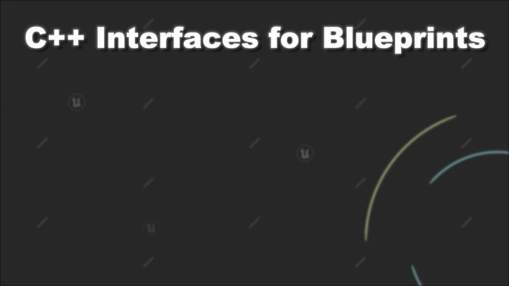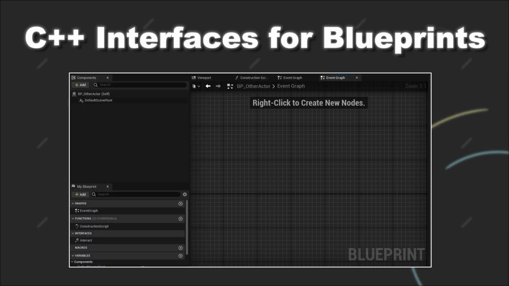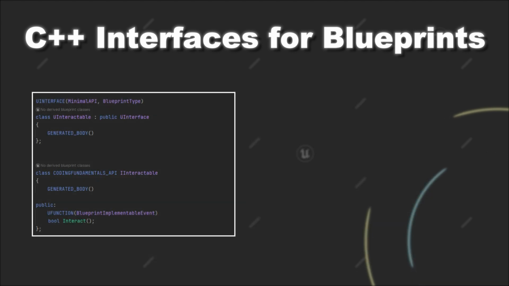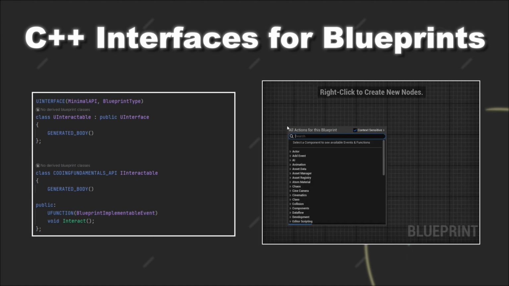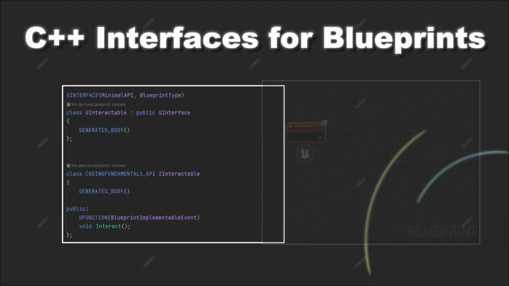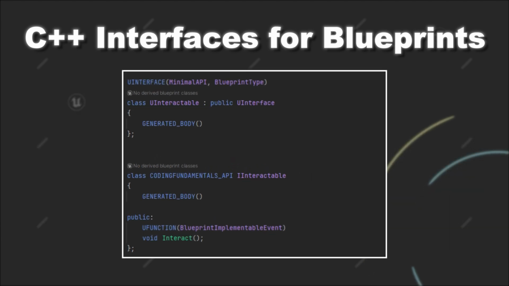So, now back in our blueprint that inherits from this interface. In the My Blueprint panel, you will now find an interface section with the function you have created in C++. If we declare our function without a return value, you would also be able to create an event node that implements the functionality. But now, there might also be the case that you want to add functionality in C++ alongside the blueprint functionality. For that, you have to replace the BlueprintImplementableEvent specifier with BlueprintNativeEvent.